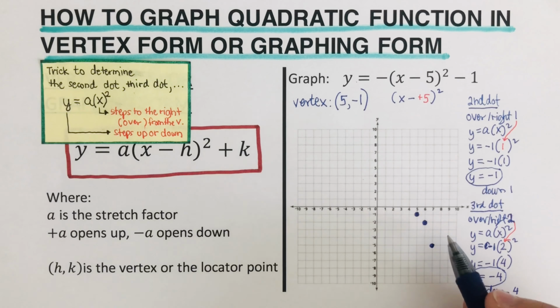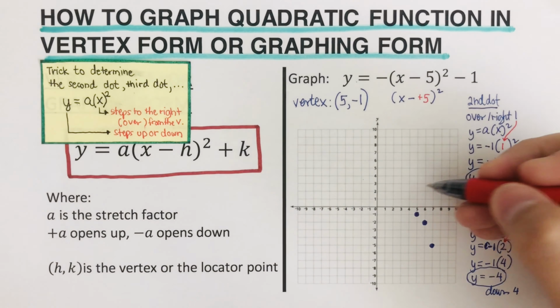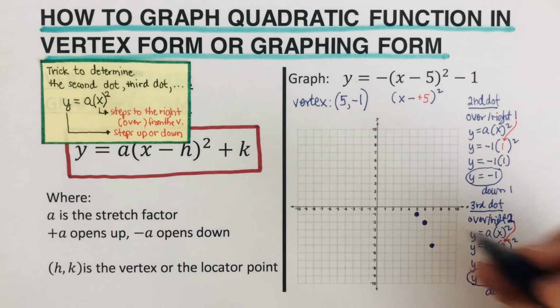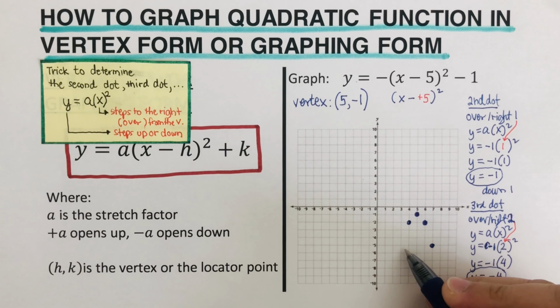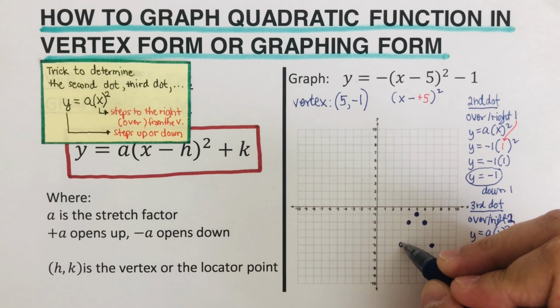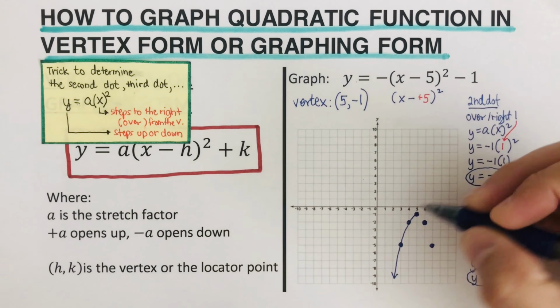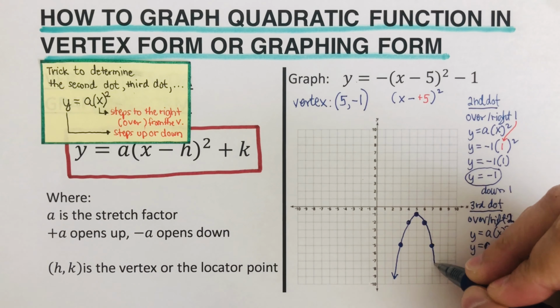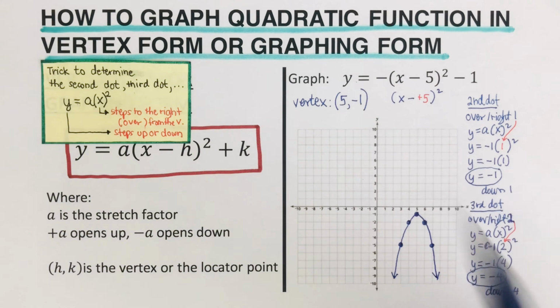And then remember, they are symmetric. So if this is our axis of symmetry, if the axis of symmetry goes through here, that means we are going to put a dot across. And we're going to put the dot across here. And this is the graph of this function. So this is the graph of this equation right there.